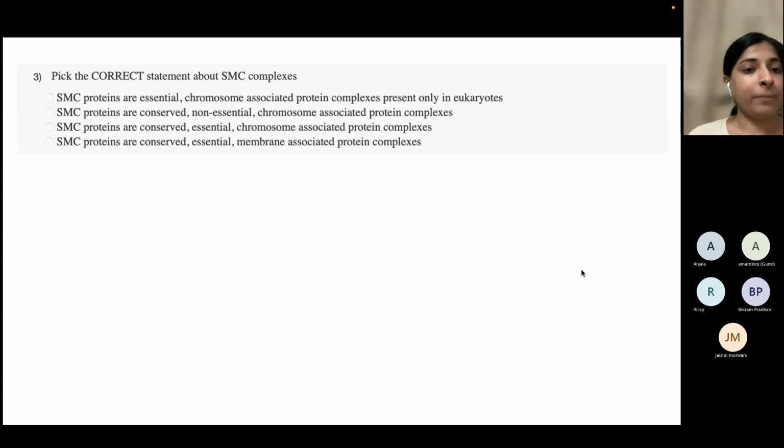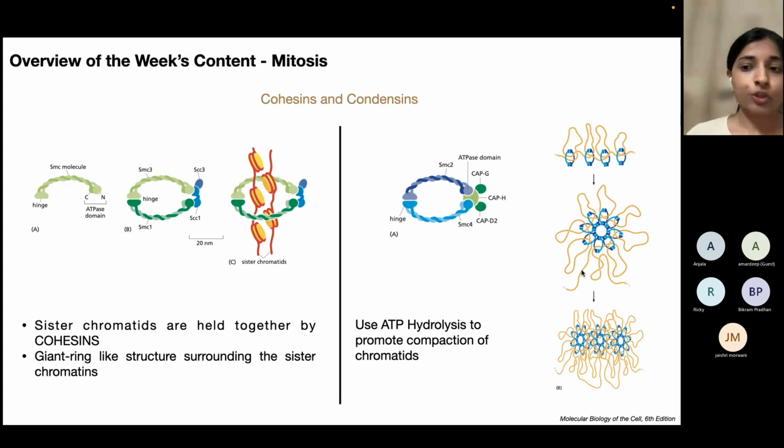Moving on, pick the correct statement about SMC complex. So SMC complexes are these structure-maintaining regions of chromosomes. These proteins, as we have seen previously, are what cohesins and condensins fall under. So these SMC proteins essentially form a giant ring-like structure that holds together two faraway regions or two sister chromatids, or based on the state of the cell, even helps in condensation to form the chromosomes that are segregated.